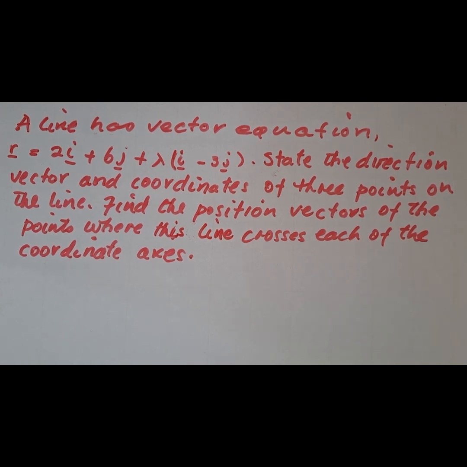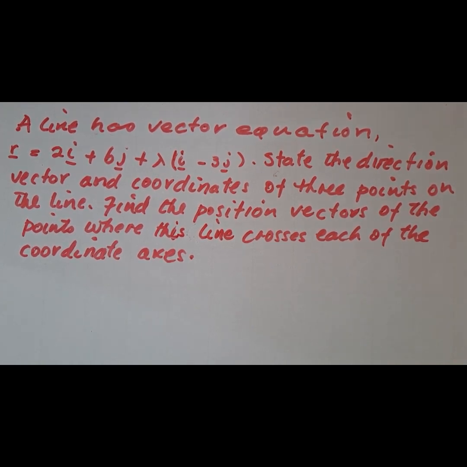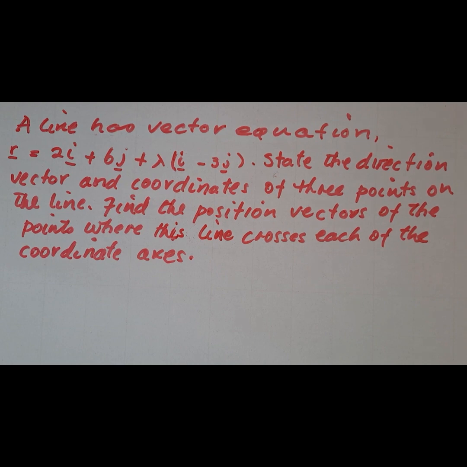Hi, a line has vector equation r equals 2i add 6j add lambda bracket i minus 3j. State the direction vector and the coordinates of 3 points on the line. Find the position vectors of the points where this line crosses each of the coordinate axes.